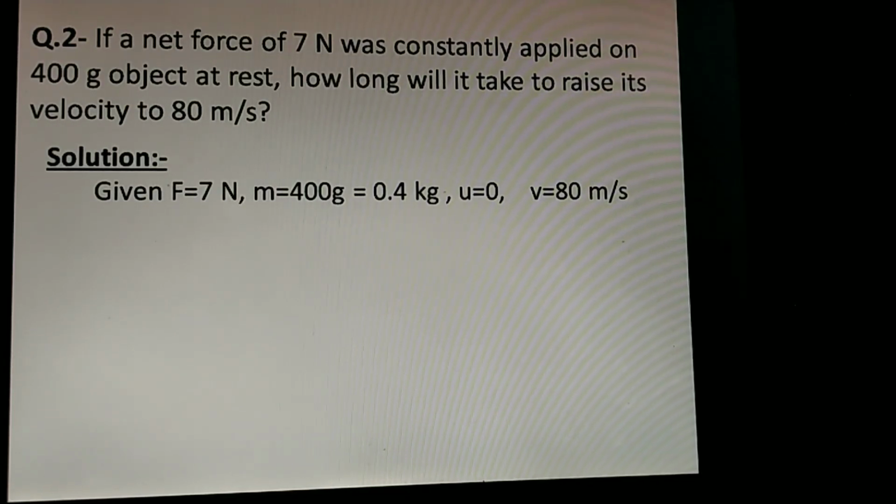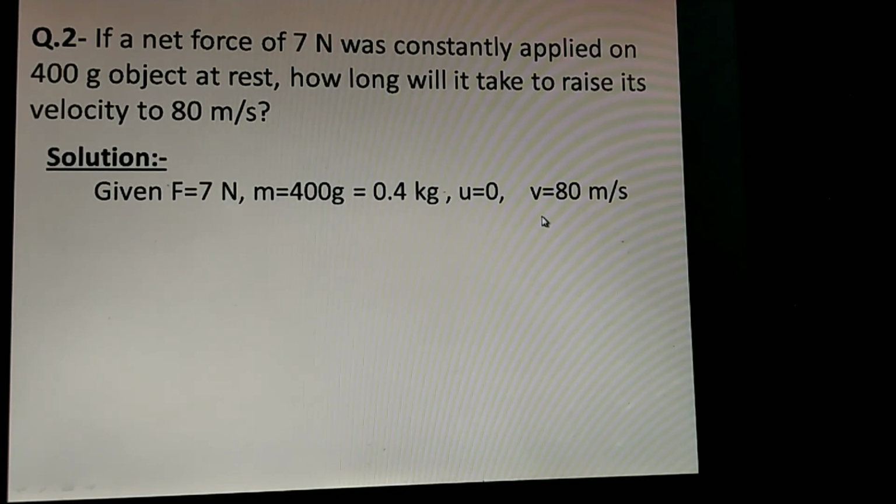Now we will change this gram into kg because the SI unit of mass is kg. So 400 gram divided by 1000, we will get 0.4 kg. Initial velocity is 0 because the body is at rest, and final velocity is 80 meter per second, and we have to find out the time. Then as per the question, the formula will be v equals u plus at, that is the first equation of motion we have to use here.